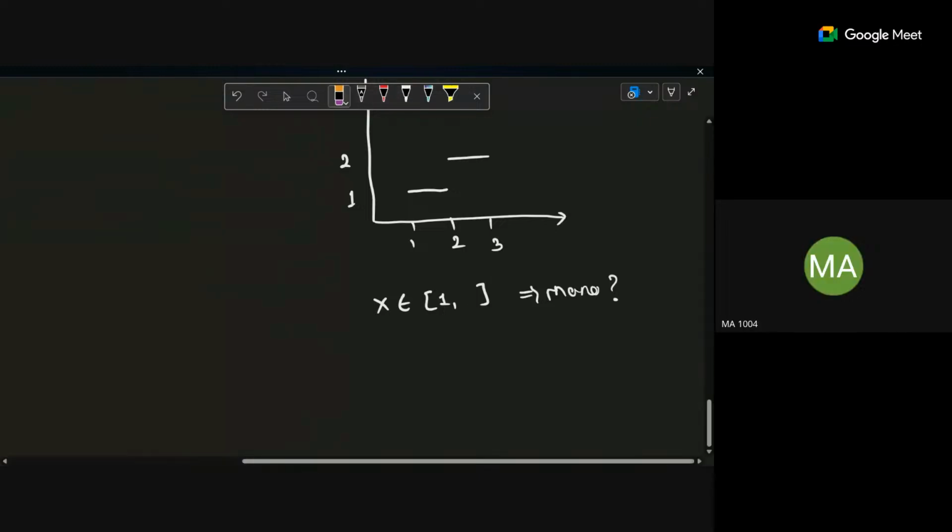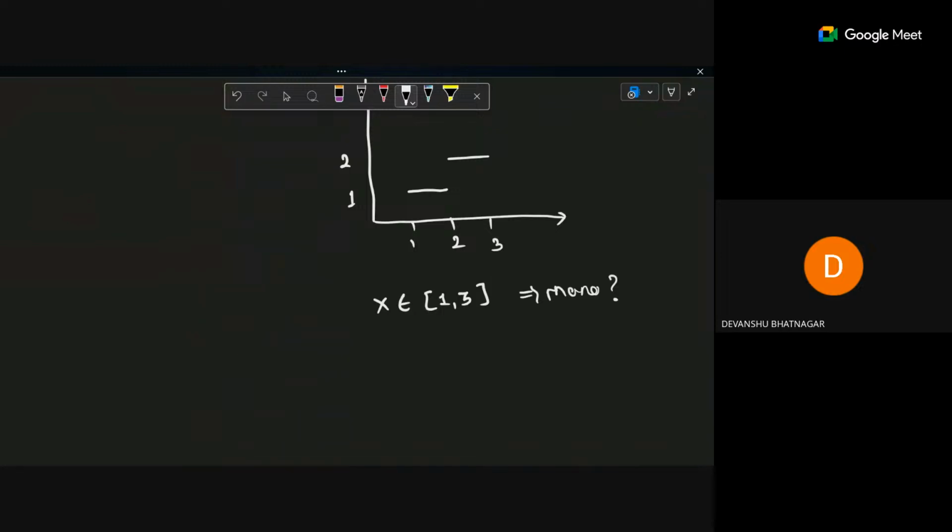So let's change it to 1 to 3. Then what will you say? Monotonic? No, ma'am. It's not. Absolutely not. Ma'am, but at 2, the value is 2 and not 1. So isn't there a jump? So for 1 to 2 also, that is not monotonic. See, for a function to be monotonic, it is not necessary that the function has to be continuous.